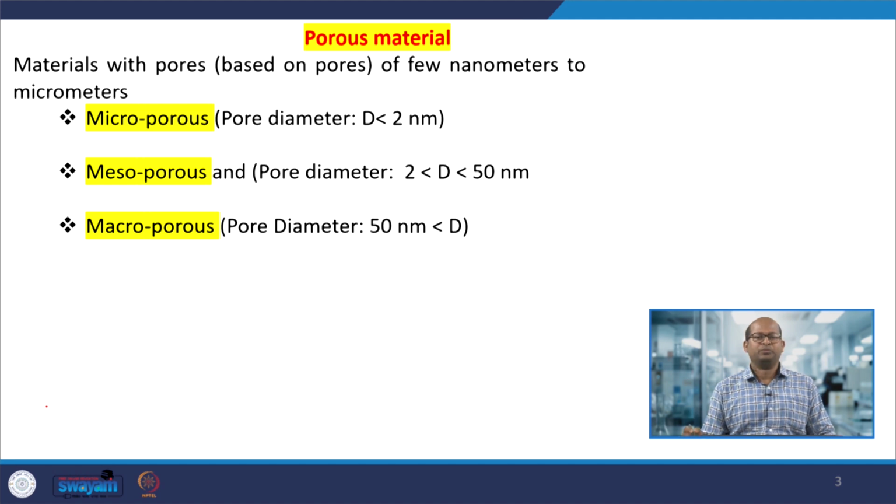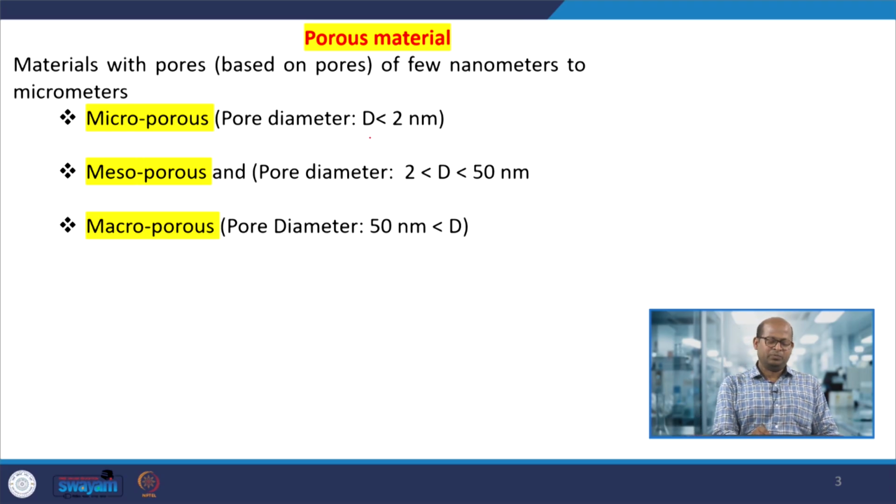Whenever we synthesize any material, the material consists of different types of pores, and the pore dimensions may range from nanometers to micrometers, depending upon the type of material and the method of synthesis by which we are preparing that porous material. Depending upon the pore diameters, we can classify the materials into microporous, mesoporous and macroporous materials, based on the pores developed inside the materials during preparation.